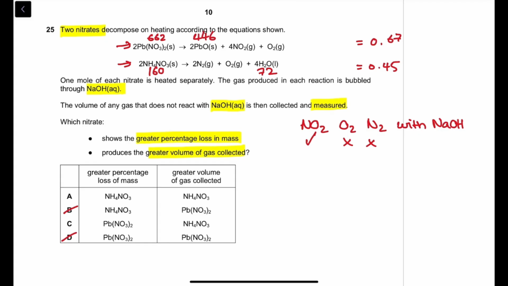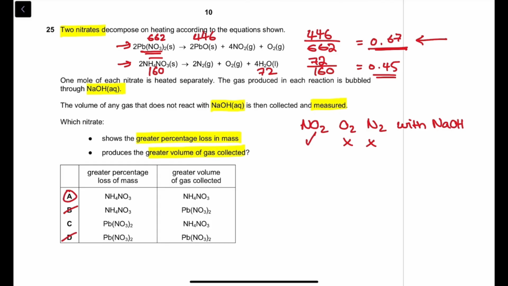So what we can do is calculate how much of solid or liquid is obtained as a percentage of the original masses we had to begin with. For lead nitrate, 446 out of 662 leaves us with 67% of our original mass obtained. With ammonium nitrate, 72 out of 160 gives us approximately 45% of our original mass obtained, meaning with lead nitrate we've obtained more mass, therefore ammonium nitrate has had a greater percentage loss of mass. Therefore our answer is A.